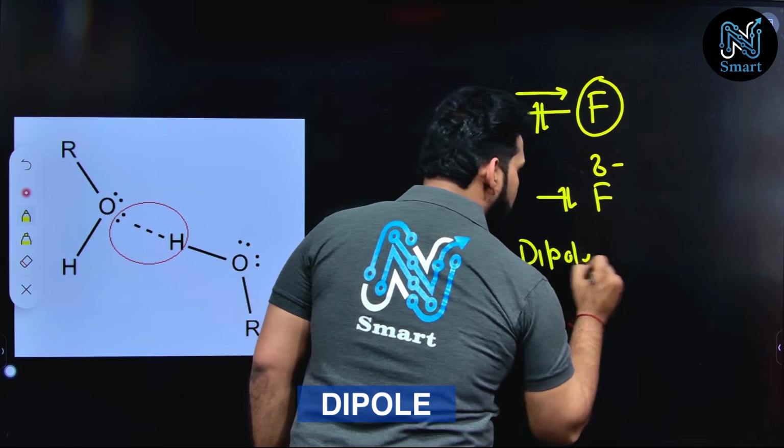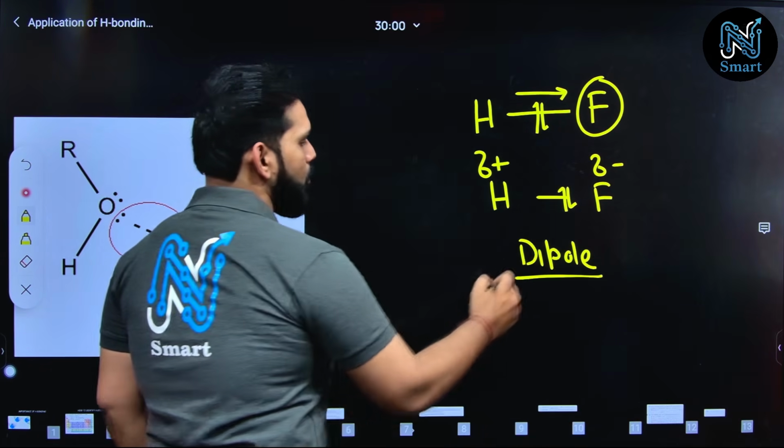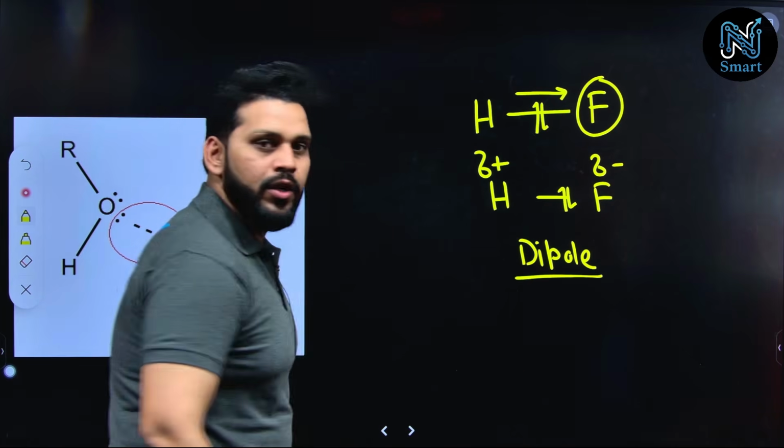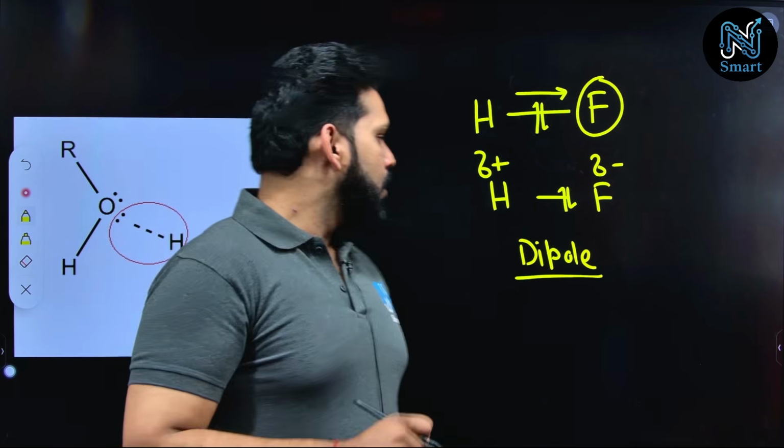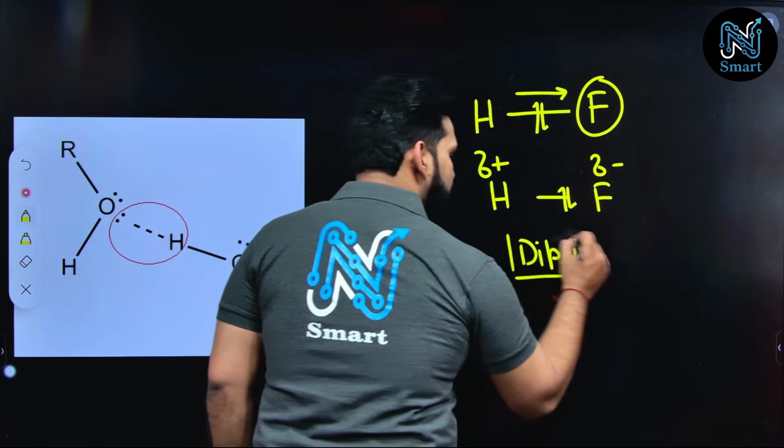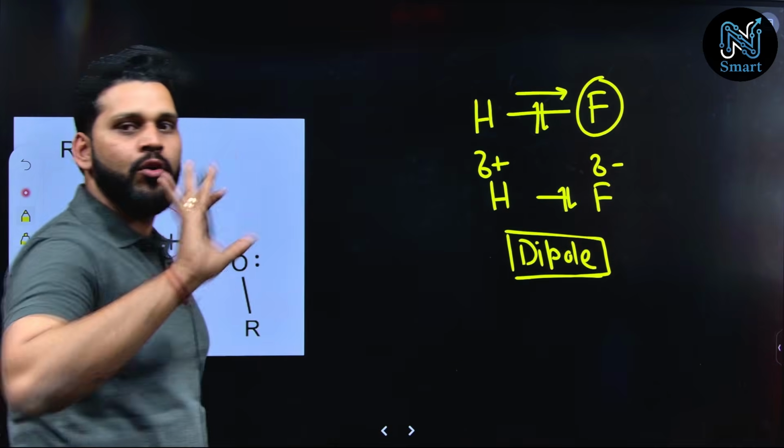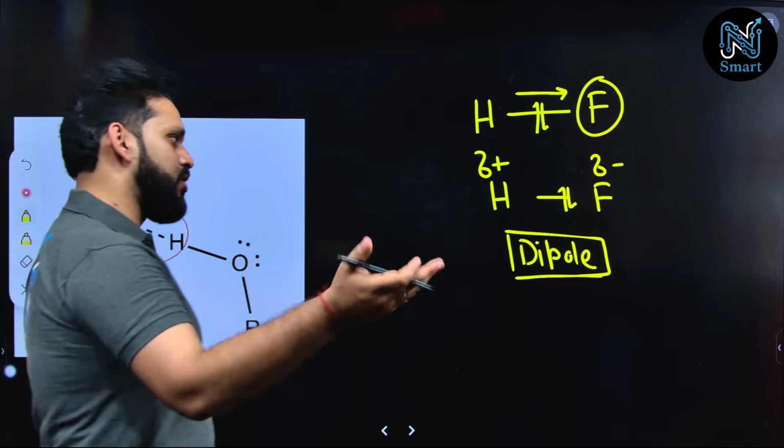What do we call this? We call this a dipole, right? So if this is a dipole and the charge separation happens, from here the hydrogen bonding comes into the picture. Now what is hydrogen bonding?